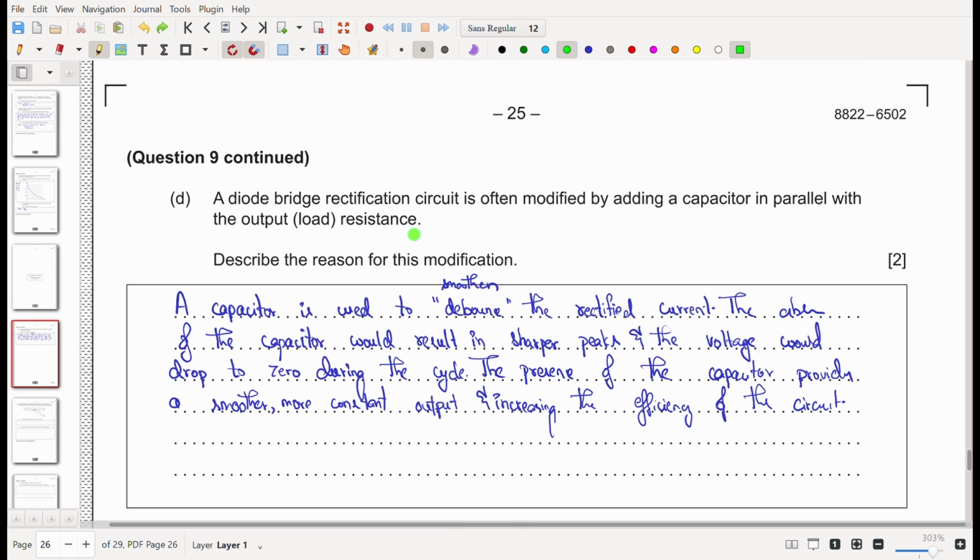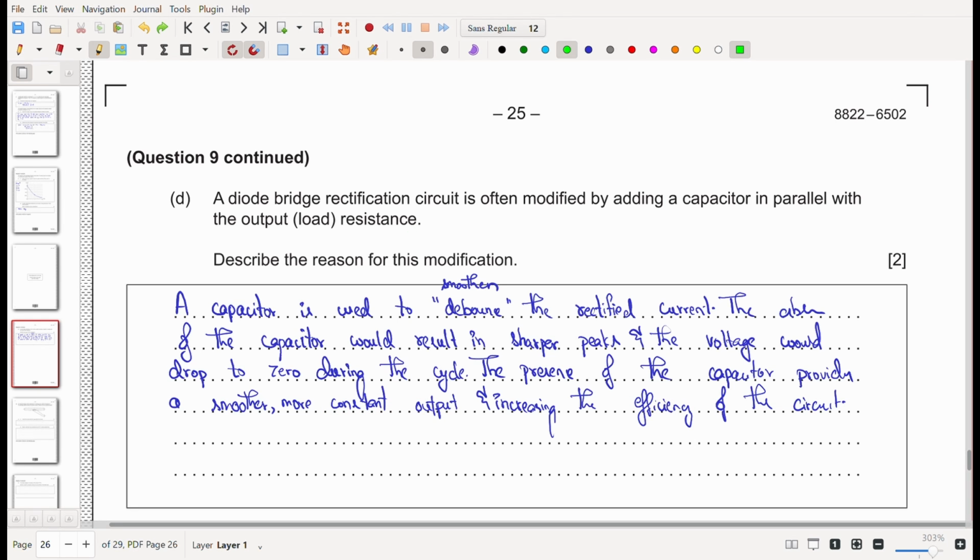The absence of the capacitor would result in sharper peaks, and the voltage would drop to zero during the cycle, since the capacitor essentially stores energy during the bridge rectification circuit, and provides a smoother, more constant output, and it increases the overall efficiency of the circuit.